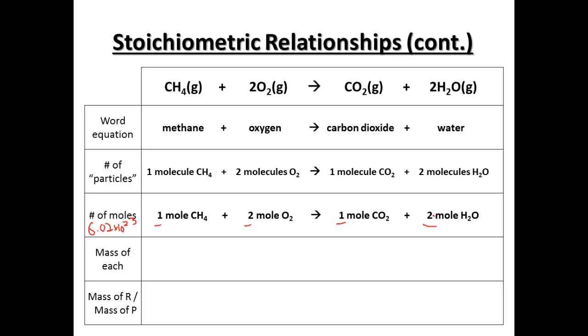Now if we were to look at the masses of each one, we have 1 carbon and 4 hydrogens, 2 O2s, CO2, and 2 H2Os. For the mass of each one, we have 1 C at 12.01 and 4 hydrogens at 1.01.